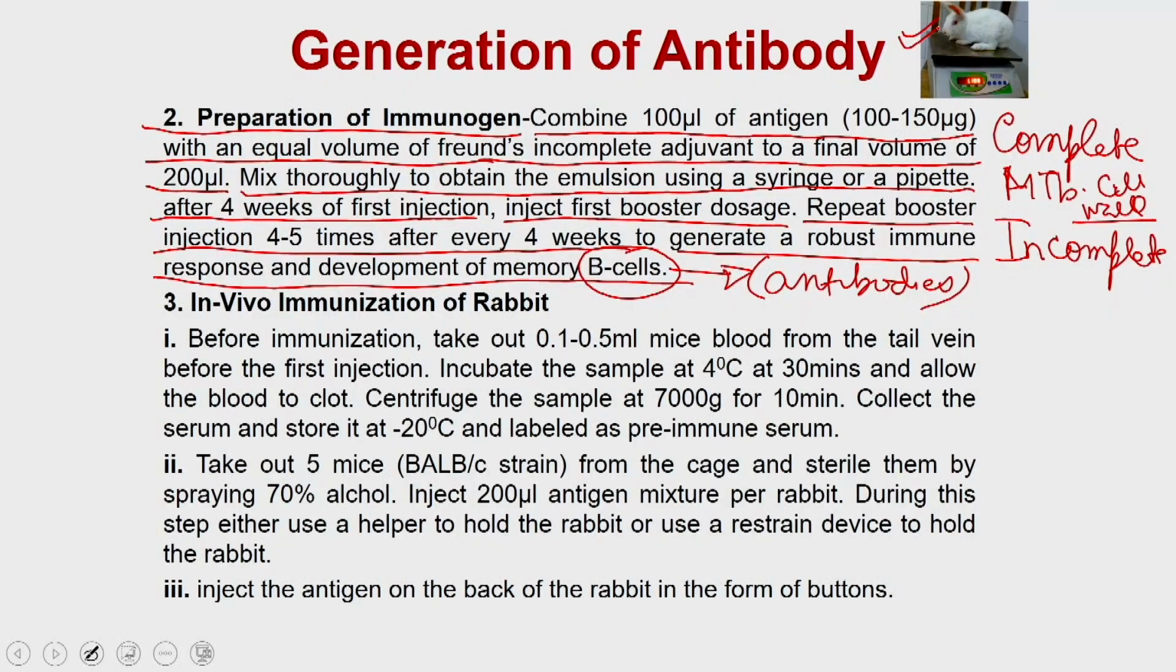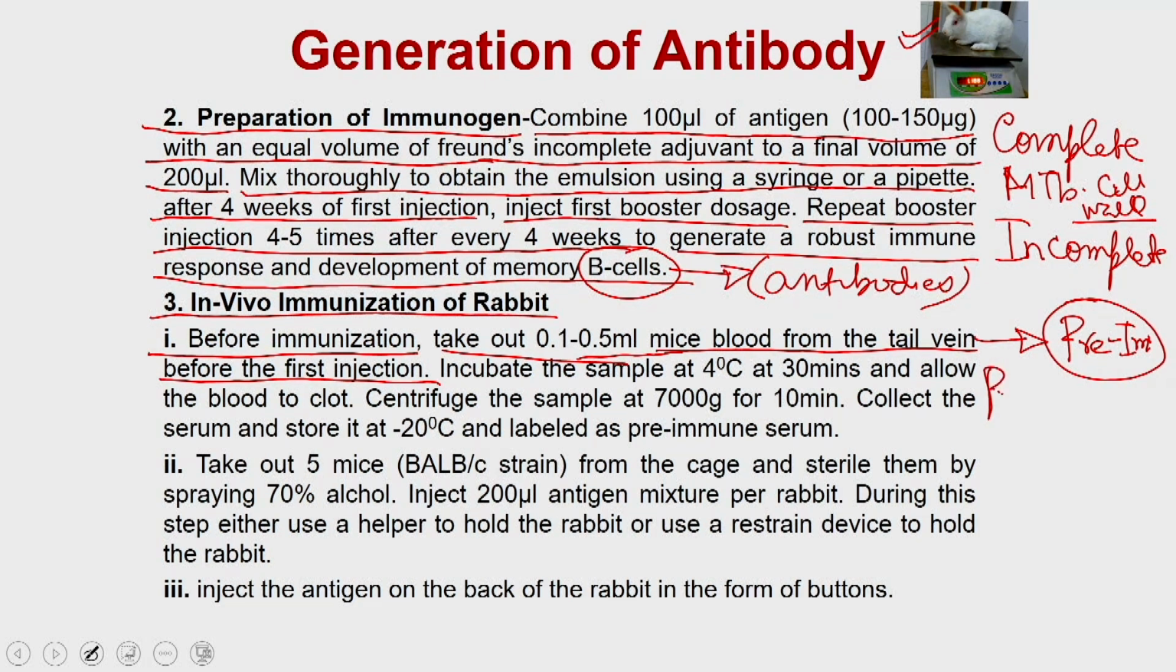Now, once you have prepared the immunogen, you have to do the in vivo immunization of the rabbit. Before you start the immunization, you take out at least 1 to 5 ml of blood from the tail vein before your first injection. Why is it required? So that you will know the amount of antibodies present in this animal, and this is called the pre-immune sera.